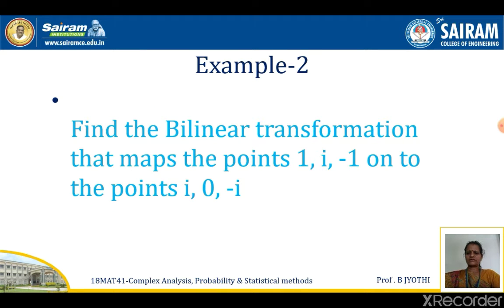Find the bilinear transformation that maps the points 1, i, minus 1 onto the points i, 0, minus i. The first points 1, i, minus 1 refer to Z points, that is Z1, Z2 and Z3. And the second points, that is i, 0 and minus i, refer to W points, that is W1, W2 and W3. So we will respectively name them as Z1, Z2, Z3 for the first 3 points, and for the next 3 points, we will name them as W1, W2, W3.